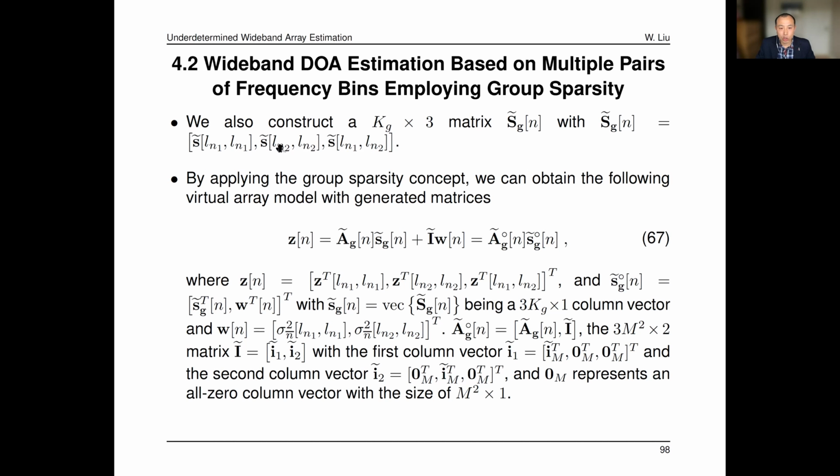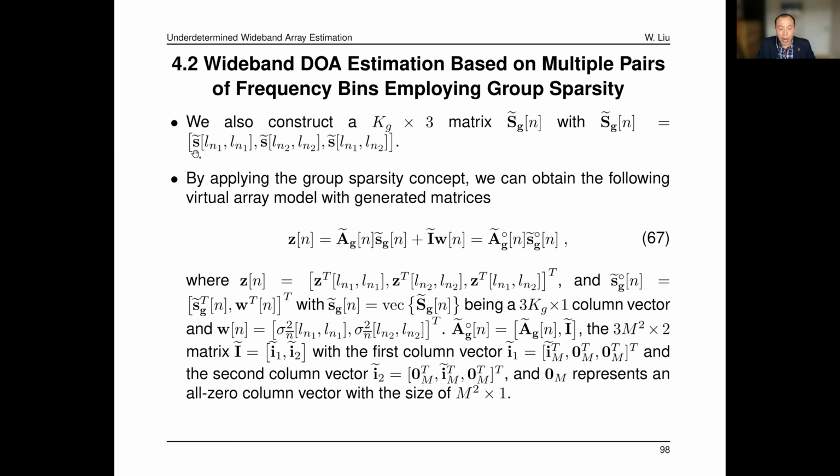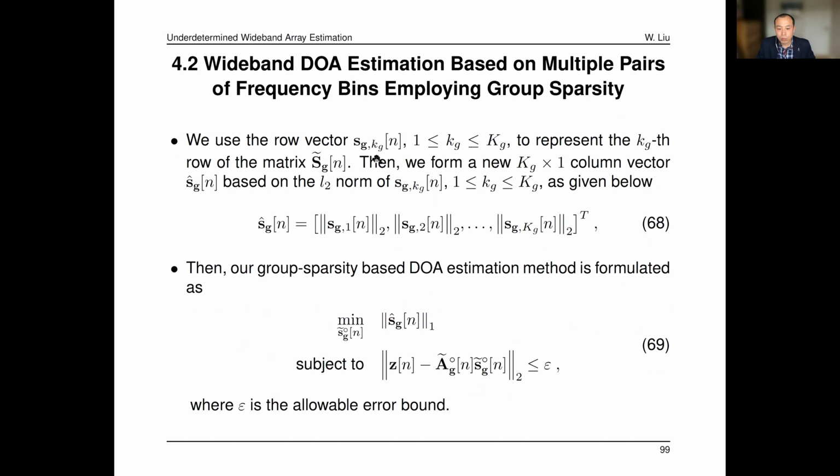L21 norm of this source matrix. So you find the row vectors, calculate the L2 norm of each, put them into a vector, and minimize this L1 norm. So this is the same as minimizing the L21 norm of this matrix. And then this reconstruction error bound is the constraint, and you minimize this, then you can find the direction.